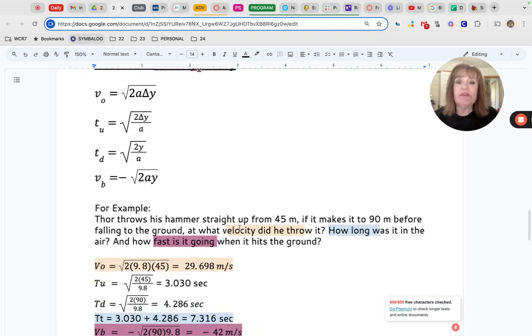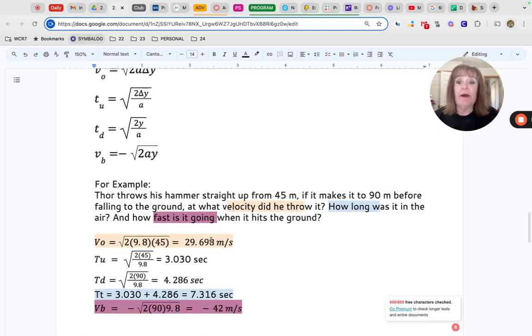So Thor throws his hammer straight up 45 meters. It makes it to 90 meters before falling back to the ground. What velocity did he throw it? That's your V naught. How long was it in the air? That's your total time. And how fast was it going when it hit the ground? That would be your velocity at the bottom.